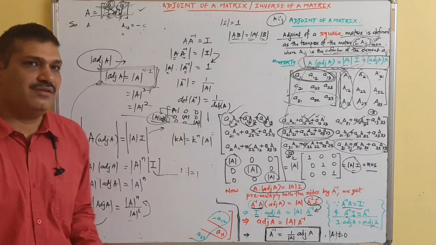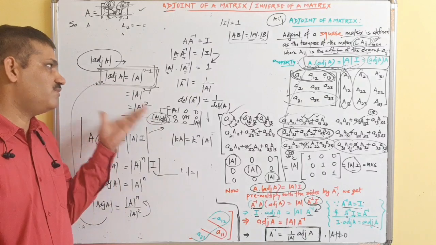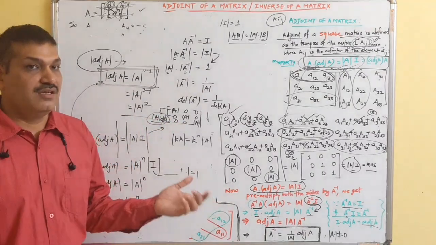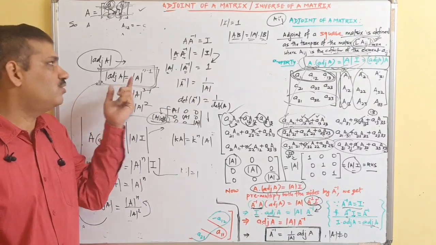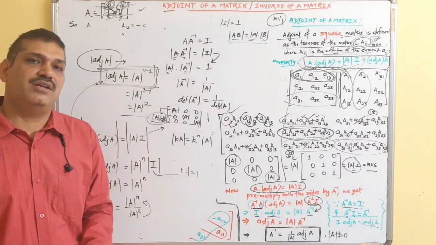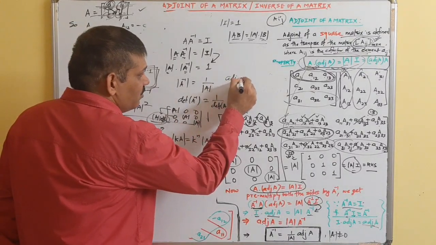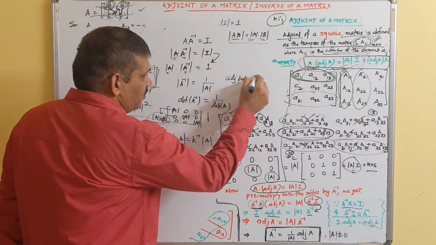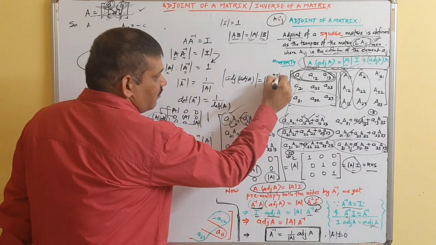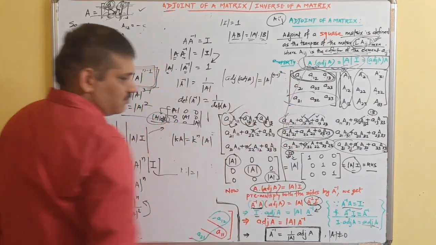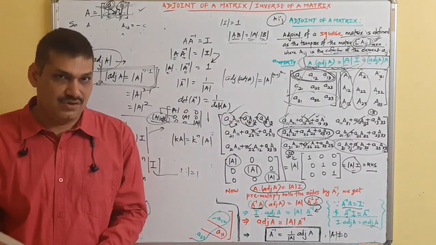This is the most important thing, on which in most competitive exams questions are asked. The determinant of adjoint A is equal to determinant A raised to the power n minus 1. There is another formula: the determinant of adjoint of adjoint A is equal to determinant of A raised to (n minus 1) square. Sometimes in some competitive exams this formula is also useful.